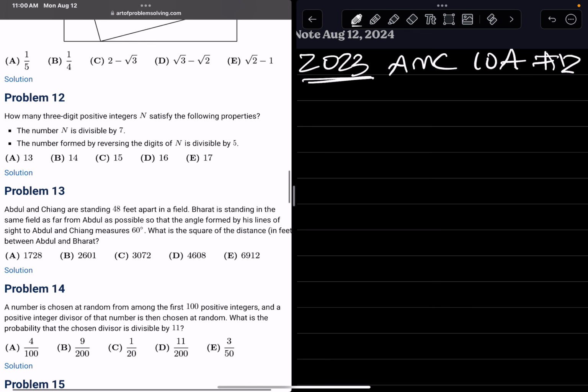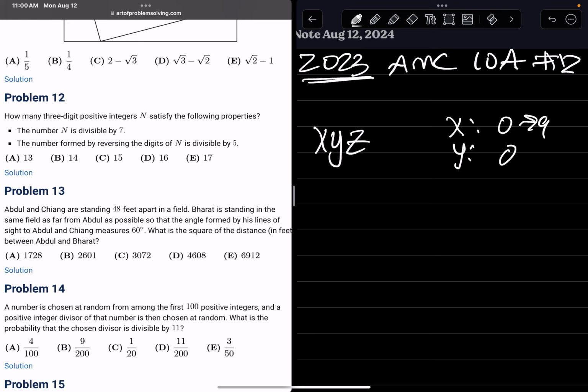All right, the question asks, how many three-digit positive integers n satisfy the following properties? The number n is divisible by 7. The number formed by reversing the digits of n is divisible by 5. So let's assume our three-digit integer is xyz, where x is a digit from 0 to 9, y goes from 0 to 9, and z goes from 0 to 9.